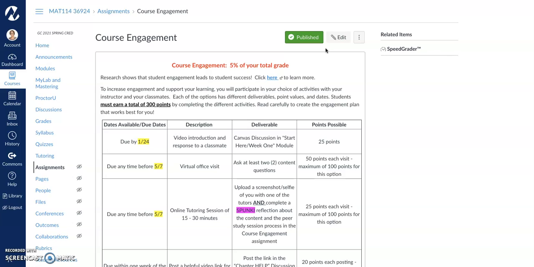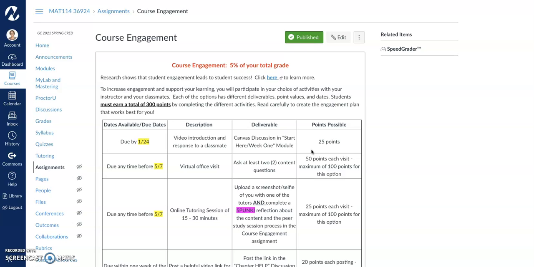What I have the assignment out of is the 300 points total, and then what I do when a student submits an assignment is in the notes I will put a note of what they submitted and how many points it was worth. For example, let's say they did their video introduction and responded to a classmate. In the notes, I'll put that they earned 25 points for that video introduction.